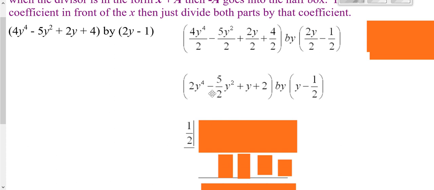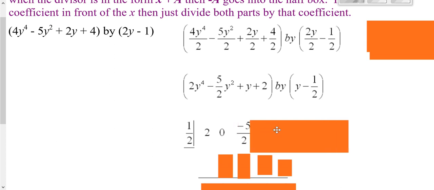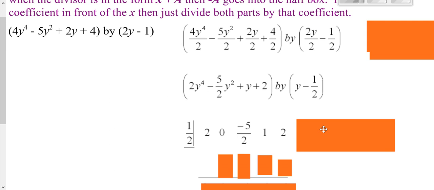Then I put down my coefficients here. Notice you're missing a cube, so it's a 2, a 0 for your missing cube, your negative 5/2, your 1, and your 2. And then once again, you just add and multiply. 2 plus nothing is 2. What's in your half box times what's in the bottom. Then you add, which gives you negative 4 over 2, which is just negative 2.